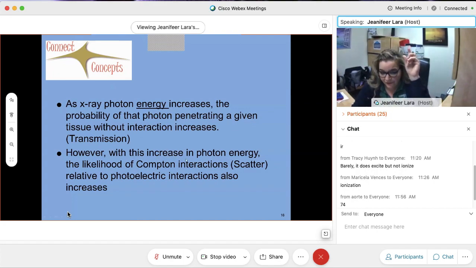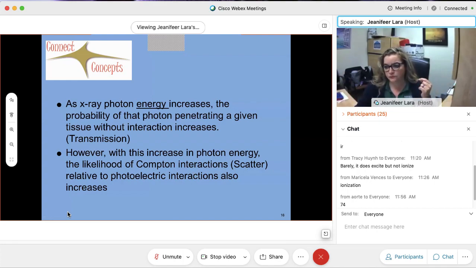However, if the photon energy increases, it will likely increase Compton interactions. So what does this basically say? You might say, Ms. Lara, you just told me increasing the KVP increases transmission. True, absolutely true, without any Compton interaction so far. But if I increase the KVP or photon energy, I'm likely going to increase my Compton interactions or my Compton scattering.